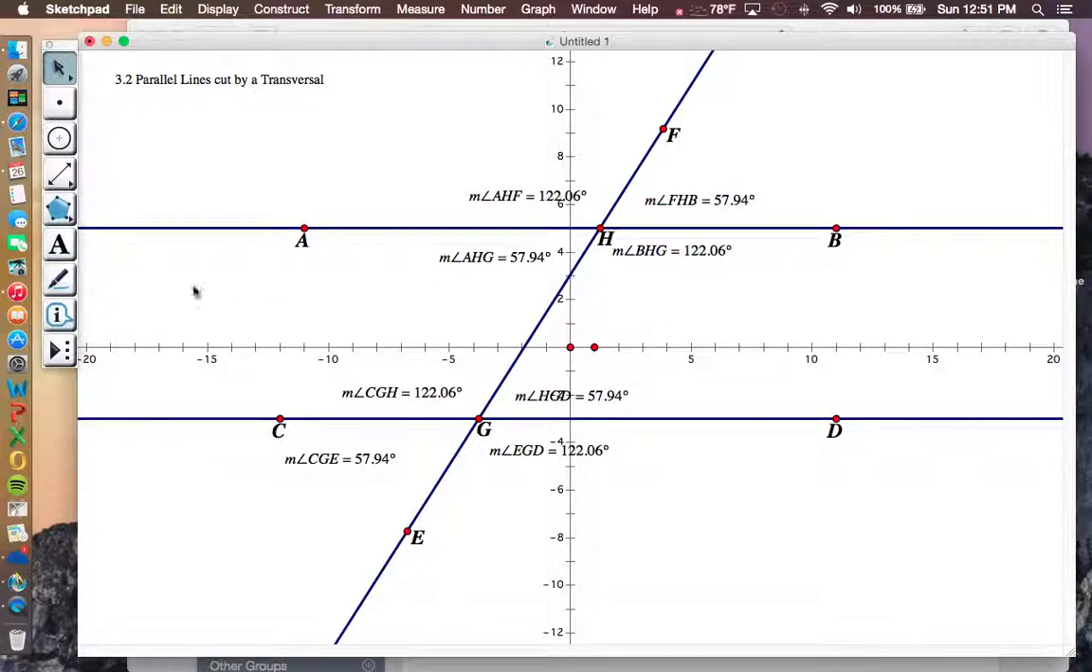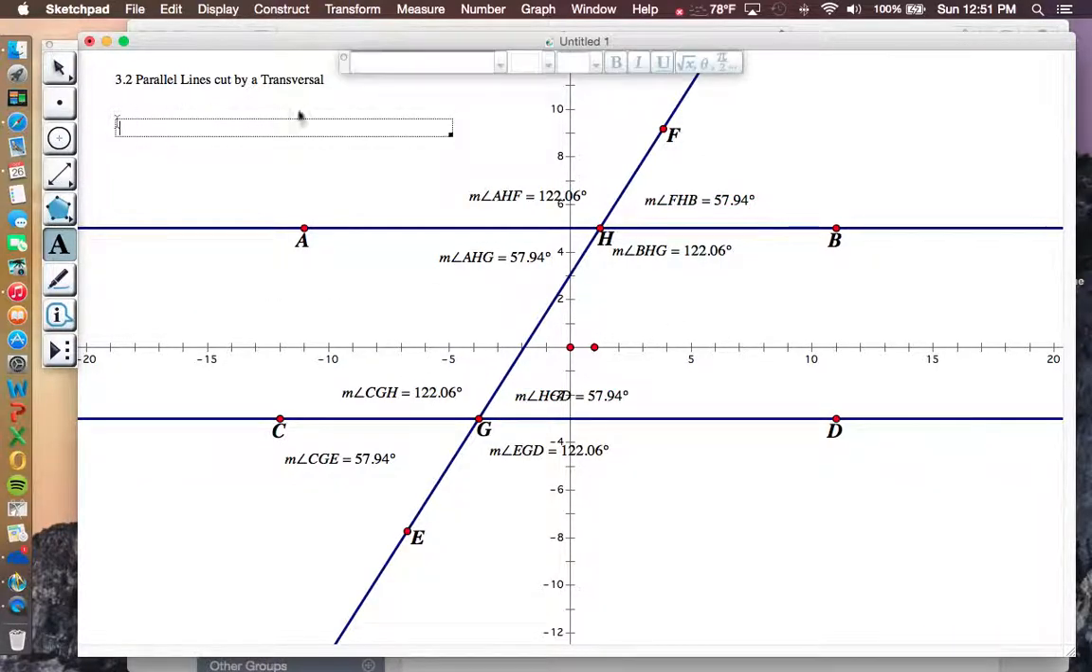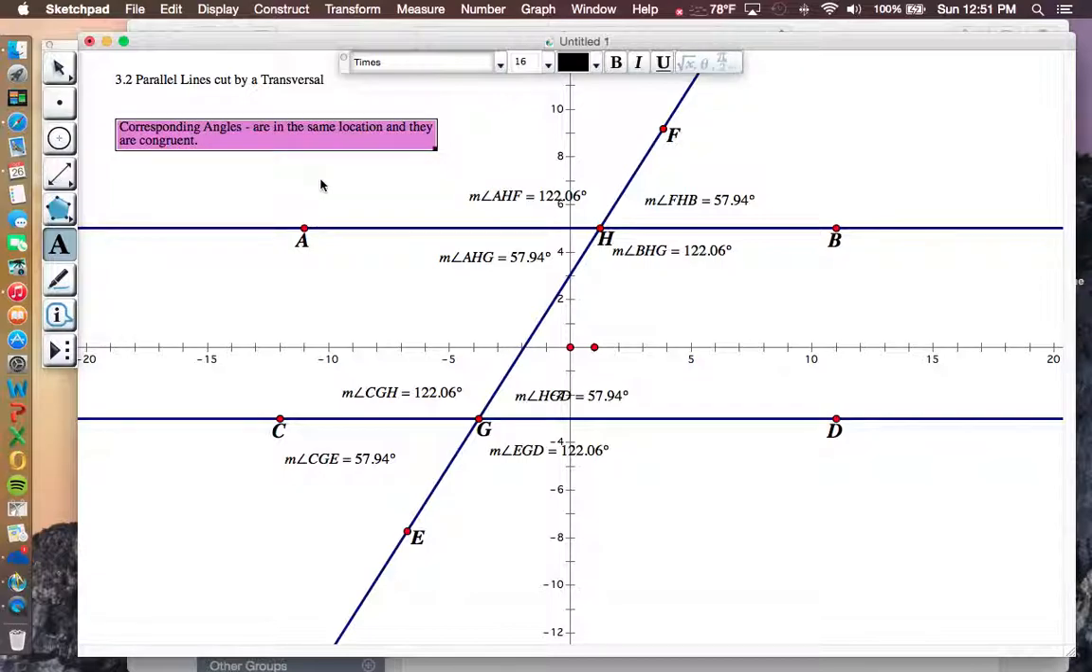Okay, so corresponding angles are in the same position, or the same location, and they are congruent. So if you have corresponding angles, they're in the same location and they're congruent, all right?